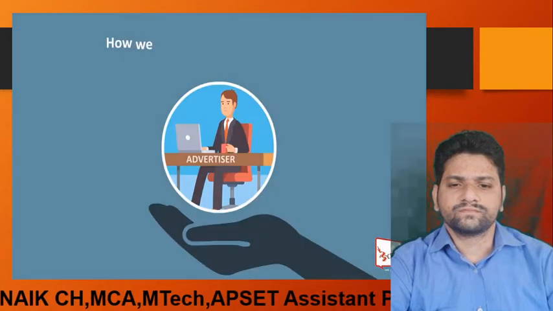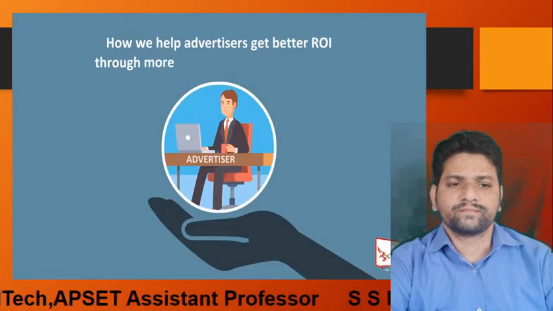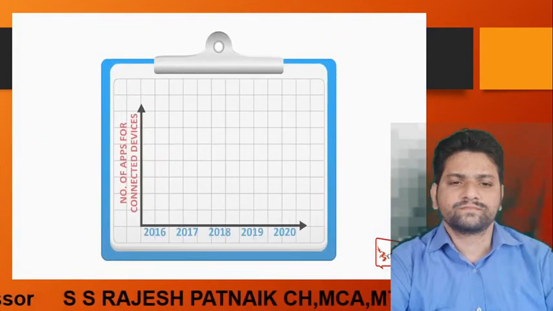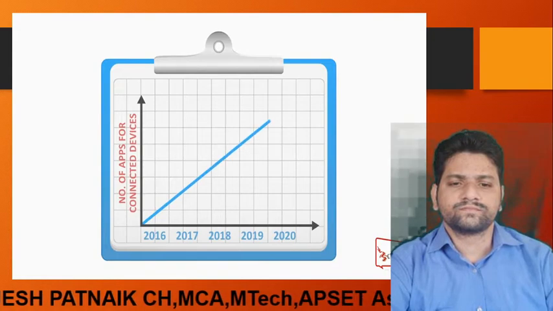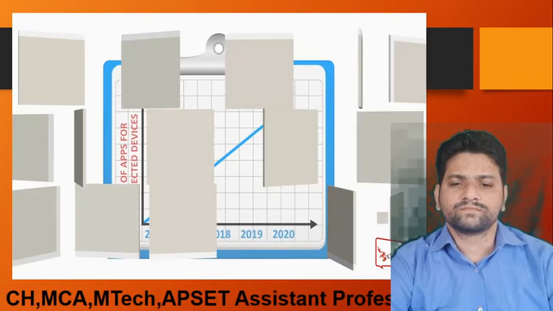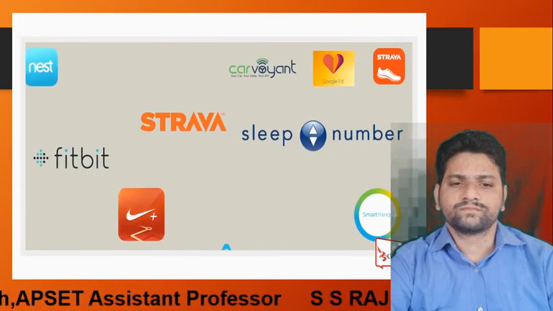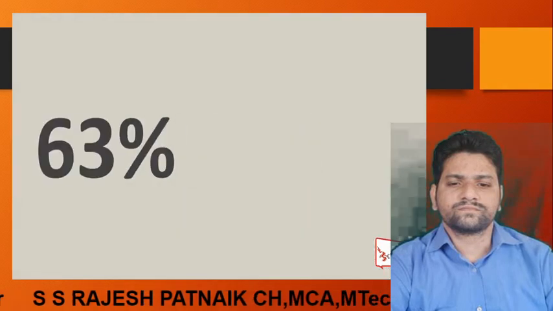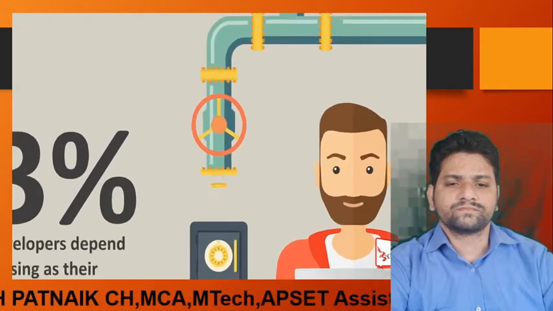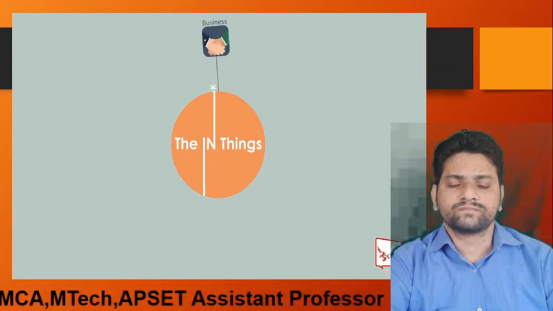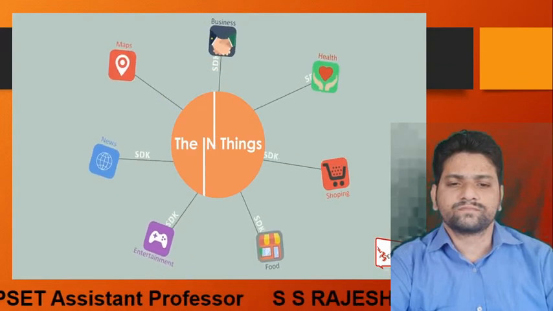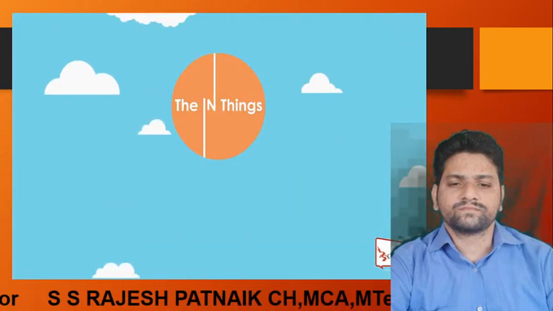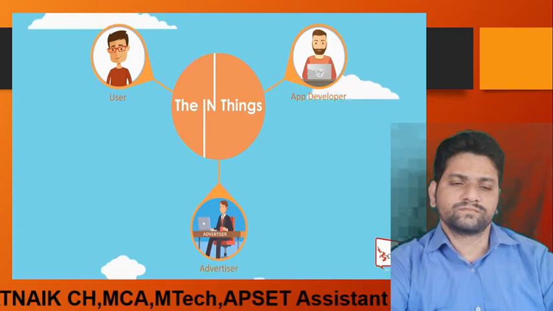Let us now understand how we help advertisers get better ROI through more personalized communication. With so many connected devices coming in, there will be a thriving app economy of app developers developing apps for these connected devices. Already, many apps exist for connected devices, and their number will keep increasing in the future. Astoundingly, 63% of app developers depend on advertising as their primary source of revenue. At The End Things, we work closely with app owners across categories to create the most relevant audience profiles. At The End Things, we create value for every player in this ecosystem.